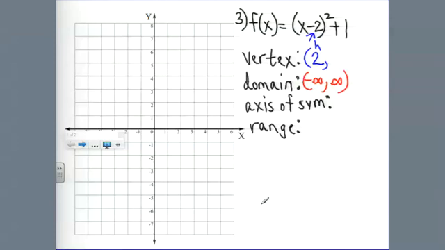And for k, you don't do opposites. Whatever number is on the outside of the parentheses, including its given sign, then that is k. So k is positive 1. And let's go ahead and plot our vertex.